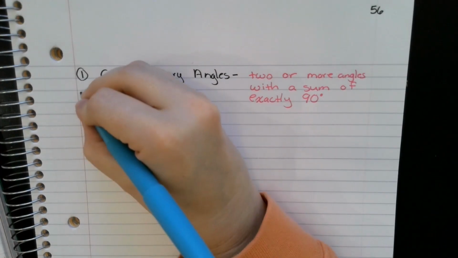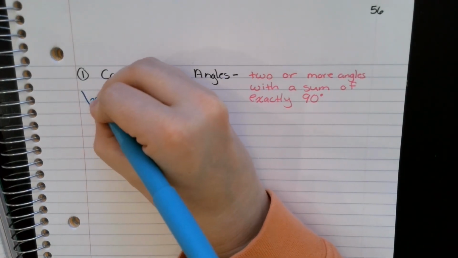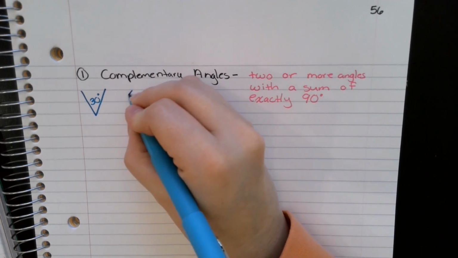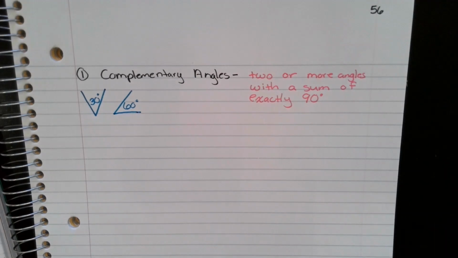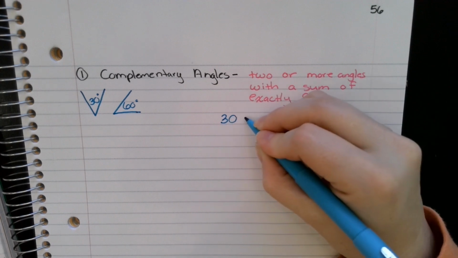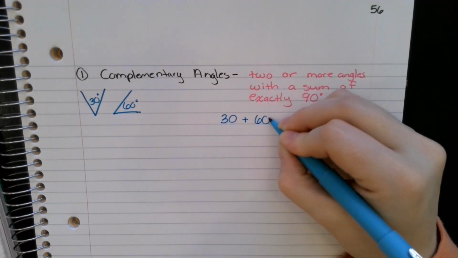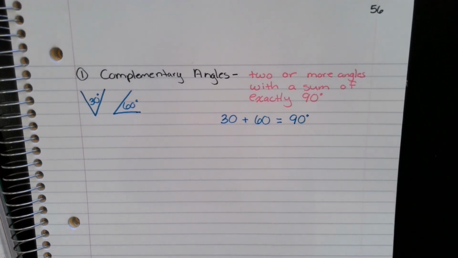So if I have an angle that is 30 degrees, or if I have an angle that might be 60 degrees, so I have a 30-degree angle and a 60-degree angle. If I add those two angles together, 30 plus 60, that's going to equal 90 degrees. So that makes a complementary angle relationship.